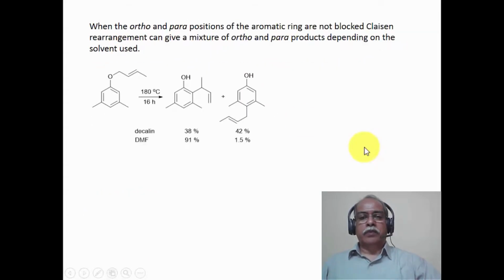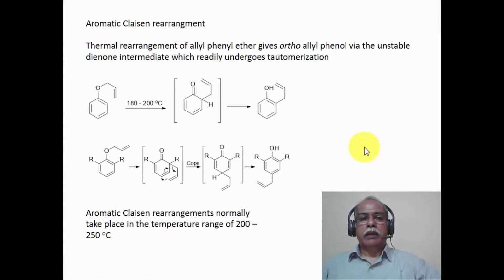rearrangement. Now an aromatic Claisen rearrangement is nothing but the allyl ether of phenol undergoing a rearrangement to give ortho-allyl phenol as the product. This is a thermal rearrangement. This is a 3,3 sigmatropic rearrangement. If you consider this carbon-oxygen bond to be broken, then it is 1, 2, 3, 1, 2, 3.